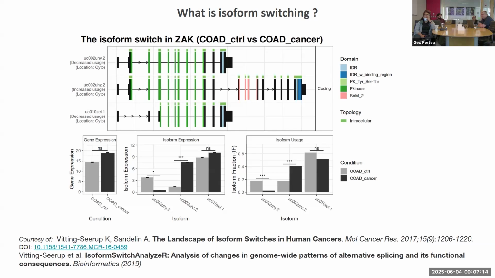And this illustration actually comes from a very interesting tool that's been around for a while. It's the Bioconductor package called IsoformSwitchAnalyzeR by Christopher Vitting-Seerup. It can take output transcript information from various tools, including StringTie and many other transcript quantification tools, to analyze these isoform switches using various methods.